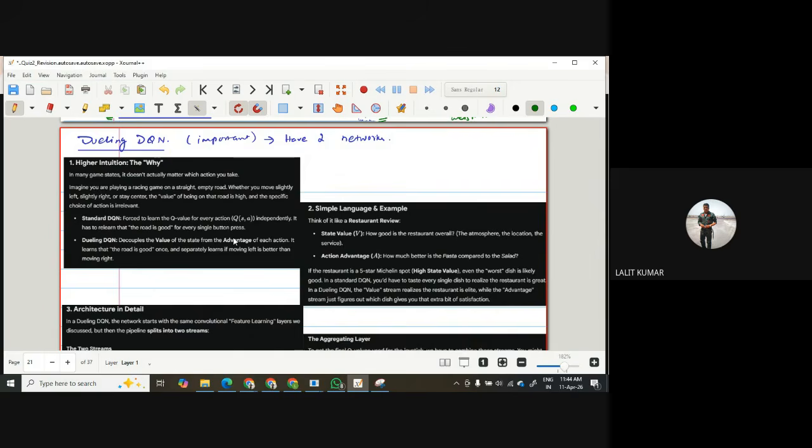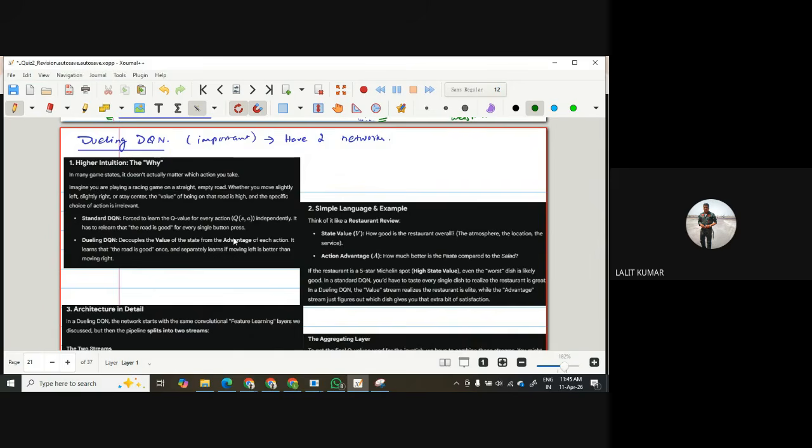So in dueling DQN, what happens? We are decoupling the value of the state from the advantage of each action. So we have something called advantage. It learns that the road is good once, and separately learns if moving left is better than moving right. A simple example is a restaurant review. We have two things in that. One is the state value V. V means how good the restaurant is overall. V tells me, okay, this restaurant is good. Action advantage is that in that restaurant, if I order pasta in comparison to salad, how much better is pasta than the salad. That is the higher intuition of dueling DQN.